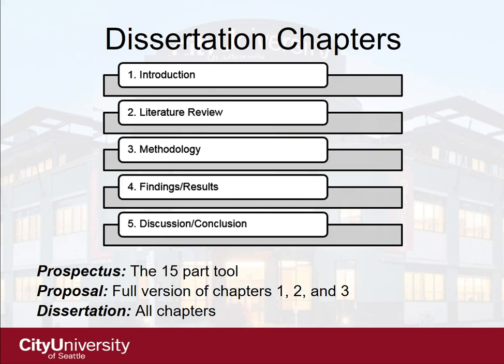But the proposal is the first 3 chapters of your dissertation. So introduction, literature review, and methodology, that is what's known as the proposal. That proposal needs to be approved before a person conducts their research, and the research happens to get the data collection, etc. Once the data collection is done, then the student writes chapters 4 and 5, and the whole thing altogether is called a dissertation.